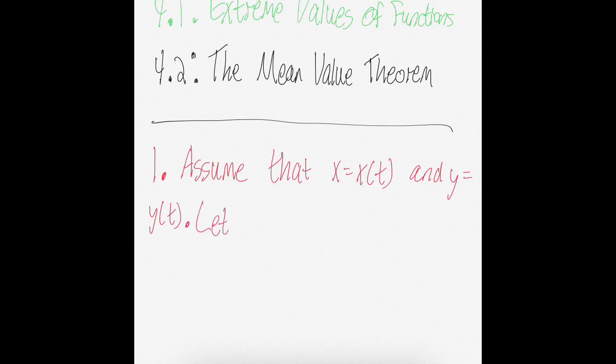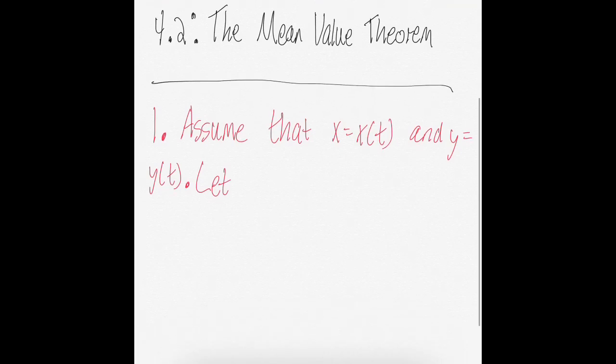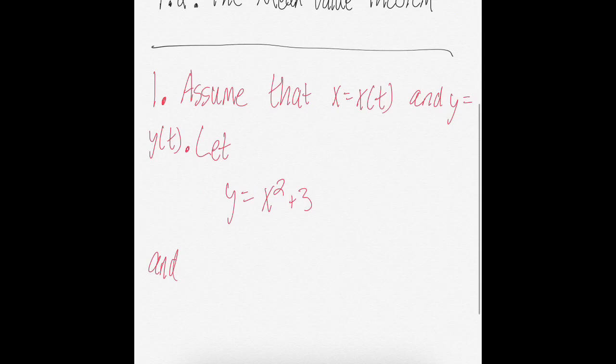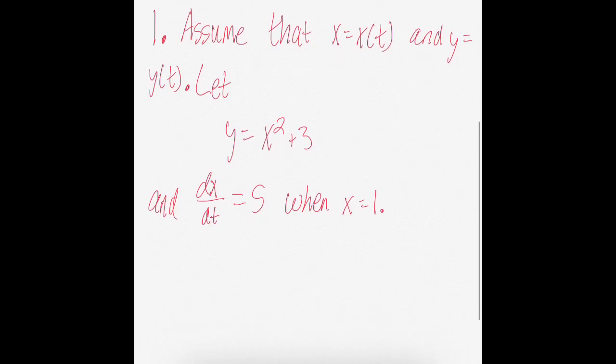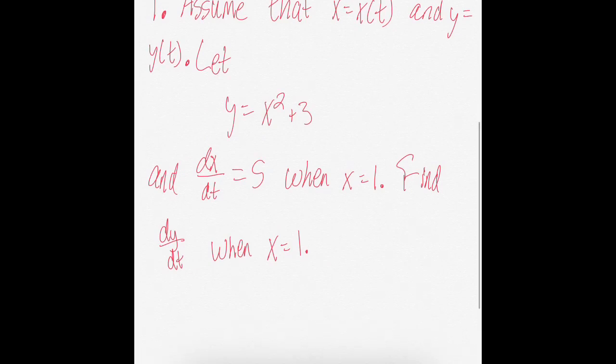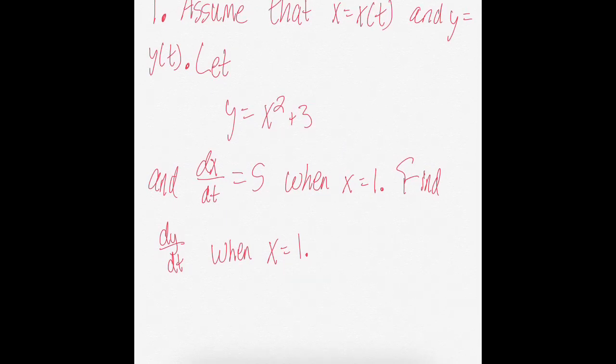So here we are told to assume that x equals x of t, and y equals y of t. Okay, so x and y are both functions of t. Let y equal x squared plus 3, and dx dt, I'm so used to saying dy dx, but here it's dx dt, equal 5 when x equals 1. Okay, so this is the information which we are given. Our instructions then tell us to find dy dt when x equals 1.